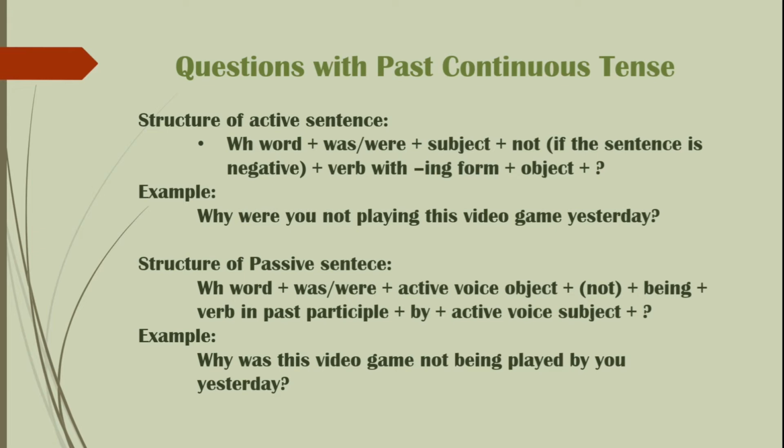Now, let's see the structure to change these active voice sentences into passive voice ones. First, we place the WH word plus was or were plus the active voice object plus not, then being plus the past participle of the verb, then by, after that the subject of the active voice, and finally the question mark. Now see the sentence above converted into passive voice. Why was this video game not being played by you yesterday?